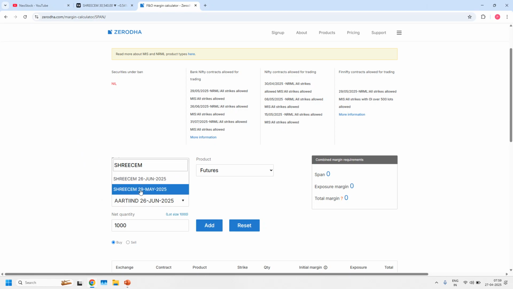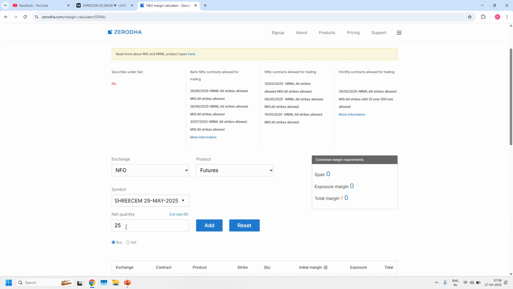for Sriram Cements. Okay, what is the quantity? 25 stocks. One future has 25 Sriram Cement stocks. That means if you are buying one Sriram Cement future, you are buying 25 stocks together. You can't buy 24, you can't buy 23. You have to buy all the 25. That is called one lot.